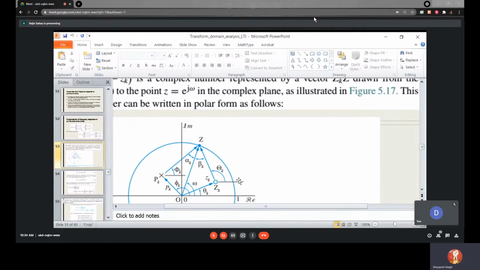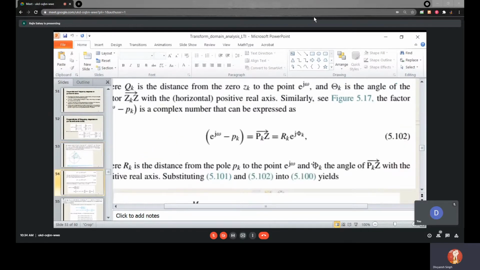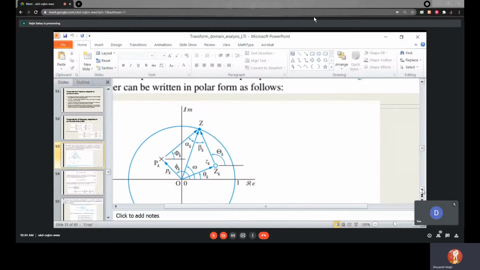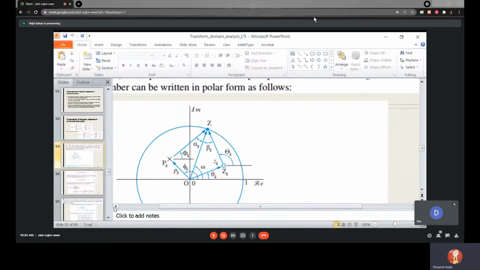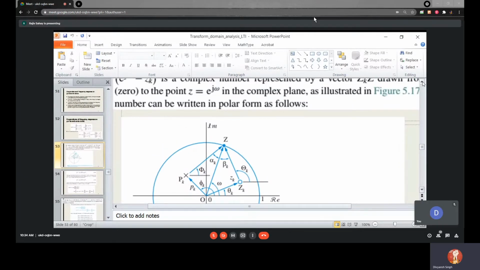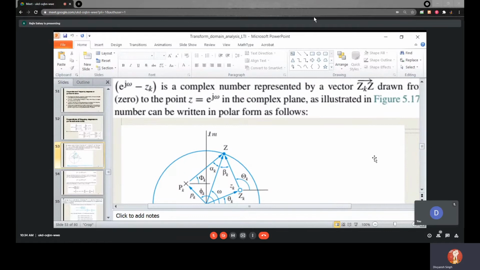So if you draw a horizontal line at the location of the zero and the pole, then you get those angles. Angle made by z_k z with respect to the x-axis and angle made by p_k z with respect to the x-axis, that is theta k and phi k. So I hope this diagram is clear to everyone. This diagram will come again and again, and we'll have to understand how to interpret this diagram. So if you have understood, I will move on.